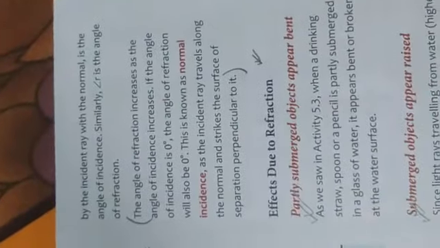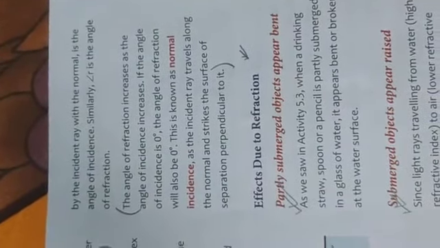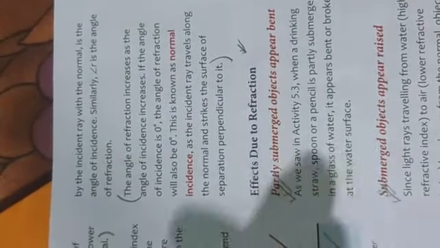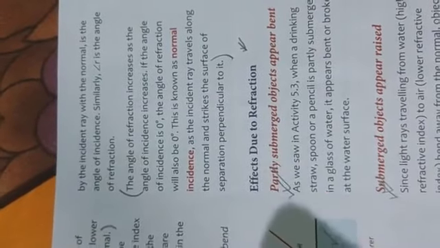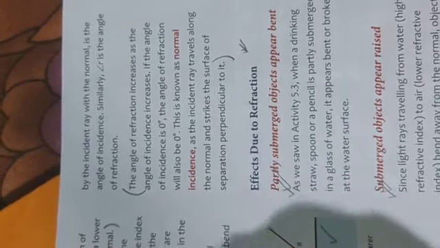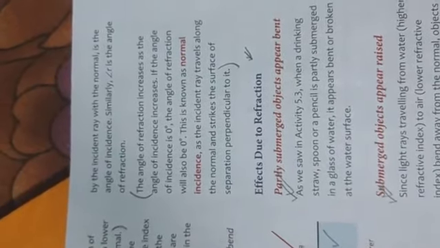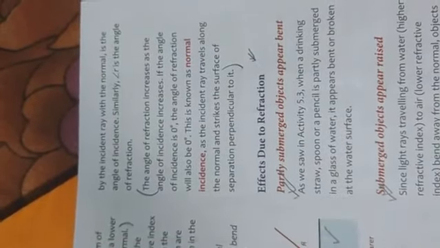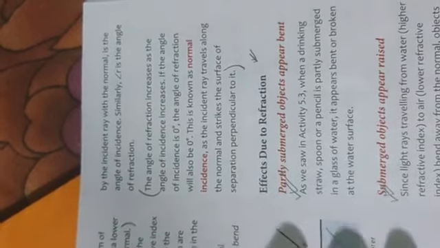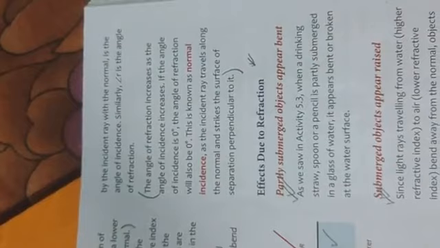Okay. So here you must keep in mind the angle of refraction increases as the angle of incidence increases. If the angle of incidence is 0, then the angle of refraction will also be 0. This means that the normal incidence. This means that the incident ray travels along the normal and strikes the surface of separation perpendicular to it.